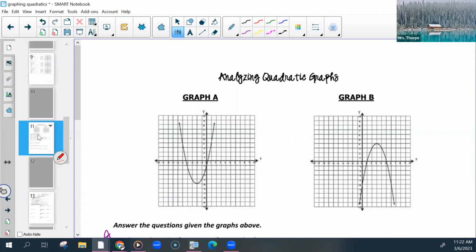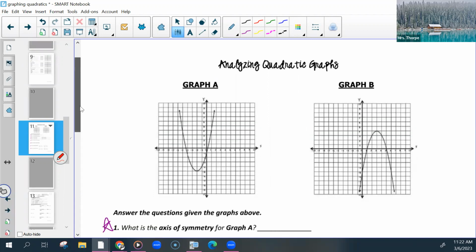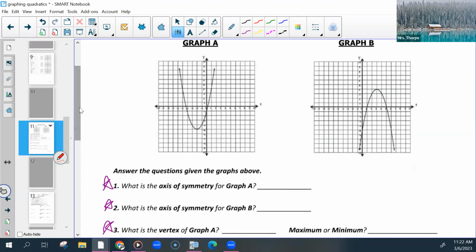So this is like a summary of all the graphing stuff that we talked about on this page. We're just going to go through this. So the axis of symmetry is the line that cuts the graph in half. So if you want to draw in where that would be. On graph A, that would be this red line at -2. So we would write it x equals -2.